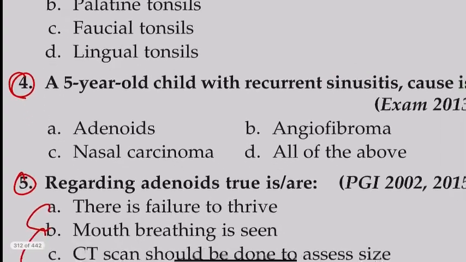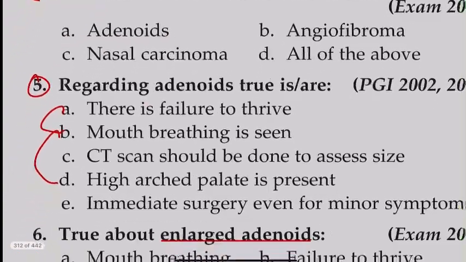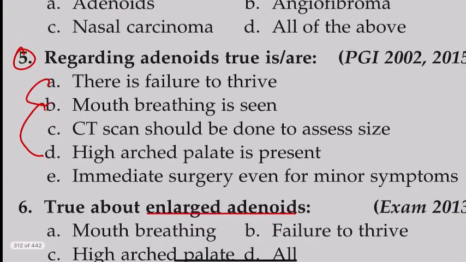A 5-year-old child with recurrent sinusitis, the cause is, since the age is small, here what you can say is it is because of adenoid hypertrophy, right? Regarding adenoid, the true statement is there is failure to thrive.